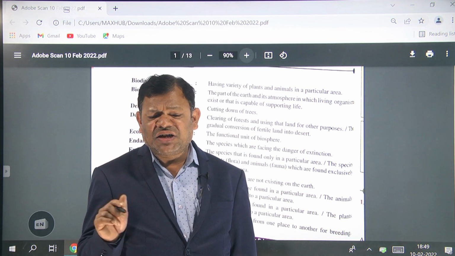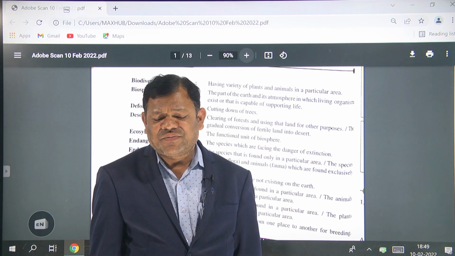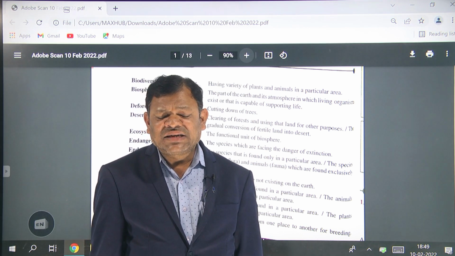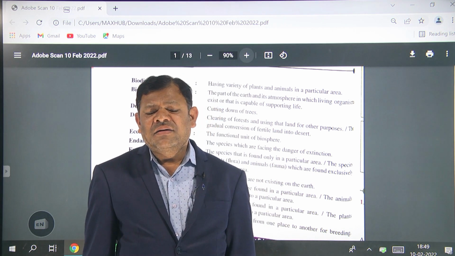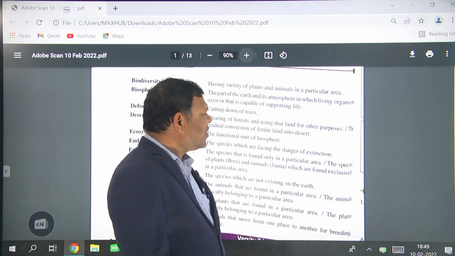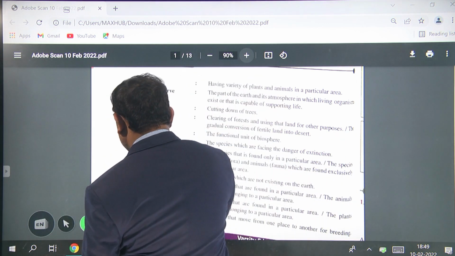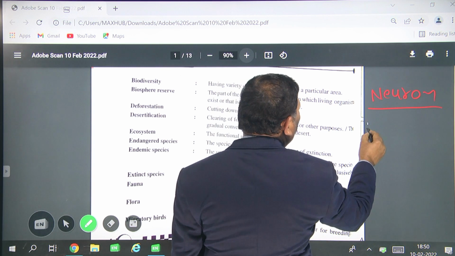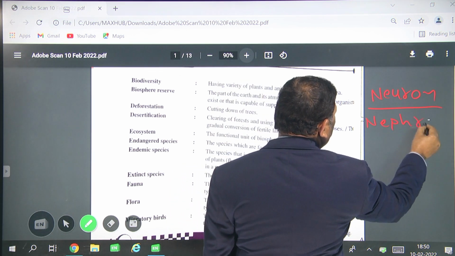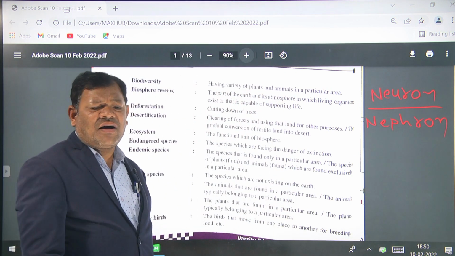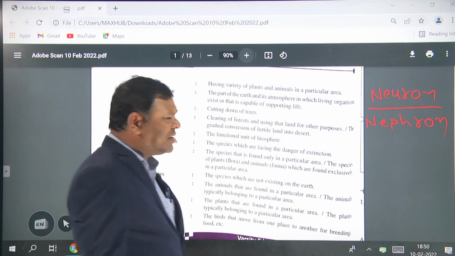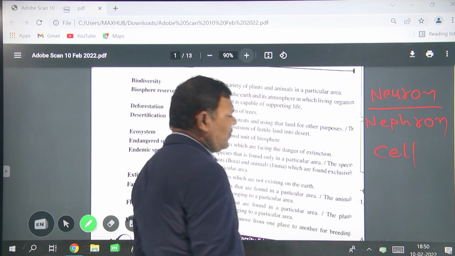The structural and functional unit of the biosphere is the ecosystem. The structural and functional unit of the living organism is the cell. The respiratory system, alveoli. The nervous system, neuron. The excretory system, nephron. The structural and functional unit of the living organism is known as the cell. Is it clear?